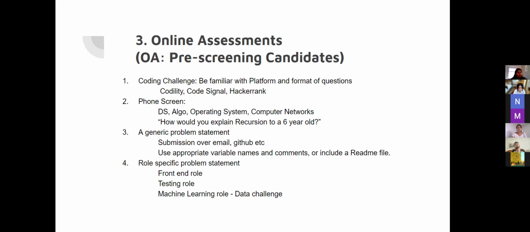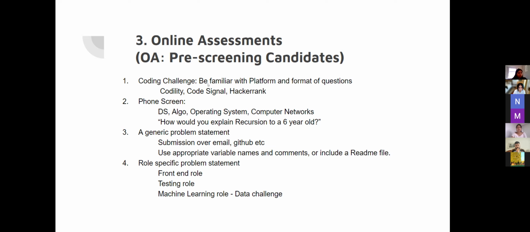But I was asked in one of the Microsoft interviews, how would you explain recursion to a 6-year-old? Now, everybody knows what the concept of recursion is, but what they're trying to see here is, can you explain it in very layman terms, understandable by anyone who does not come from a computer science background? How well do you understand the concept yourself to explain it to someone else? So it's a very generic sort of question. You don't need to explicitly prepare for the phone screen, but with your current knowledge, you can answer most of the questions. So that's the phone screen round.